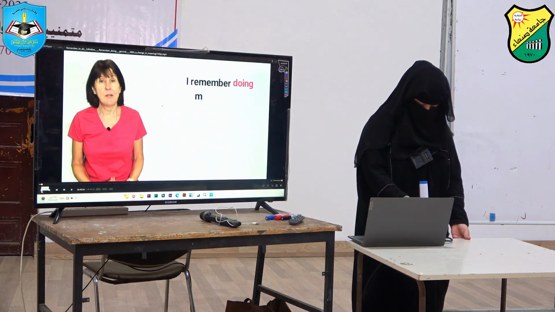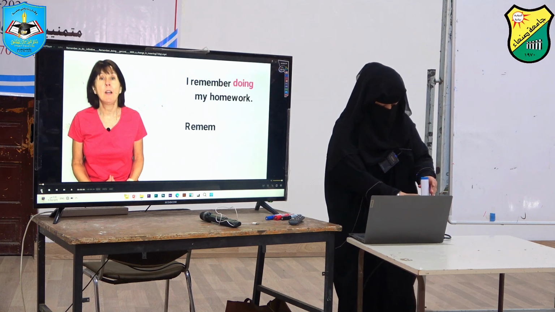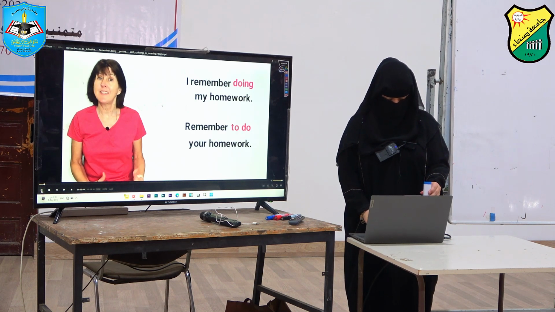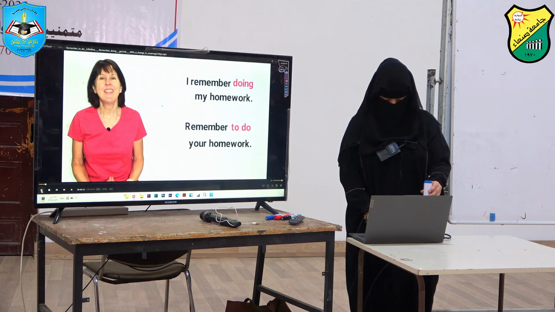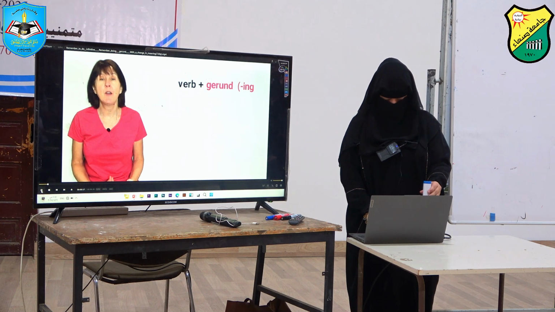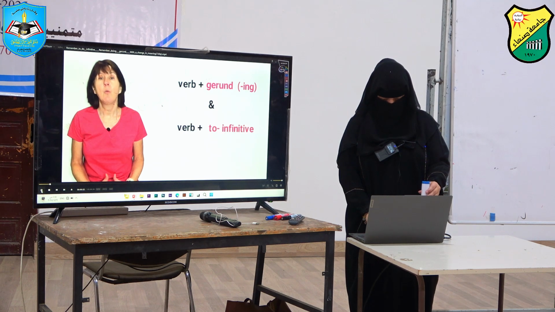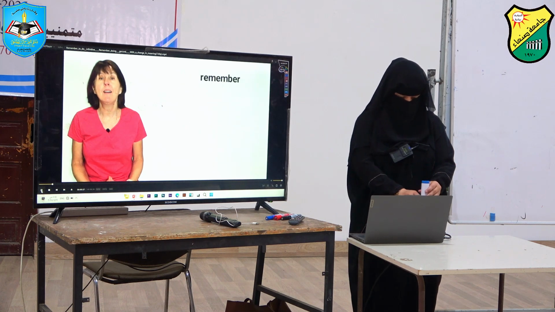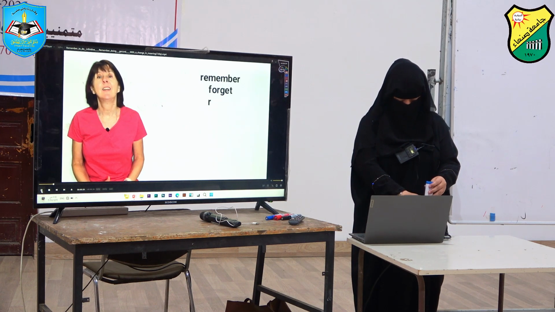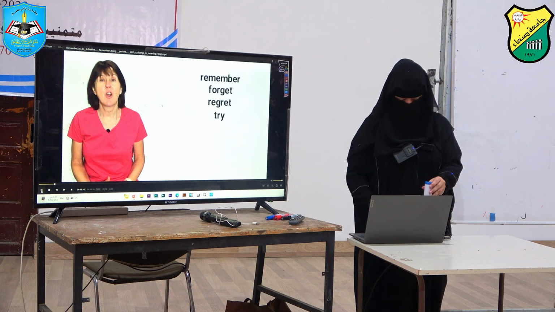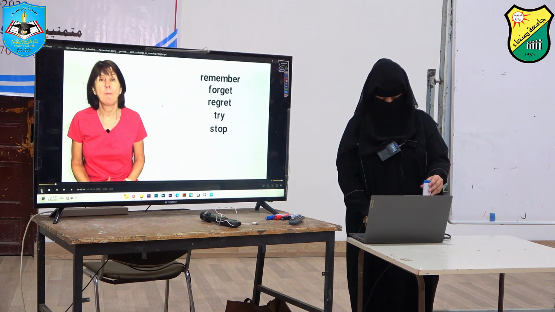I remember doing my homework. Remember to do your homework. What's the difference? Hi, in today's lesson we'll be looking at the verbs that are followed by either the gerund form of the verb, that's the ing form of the verb, or the to infinitive, with a change in meaning. We will be looking at the verbs remember, forget, regret, try, stop, mean, go on, and need.